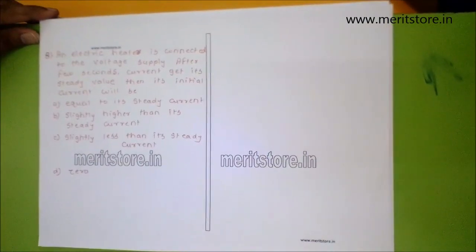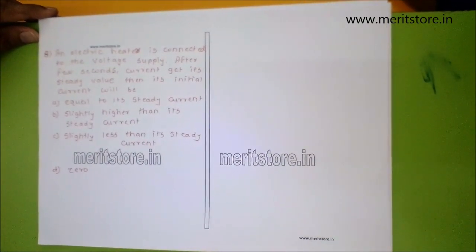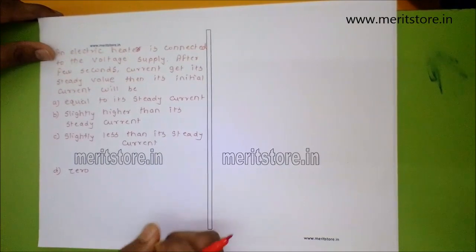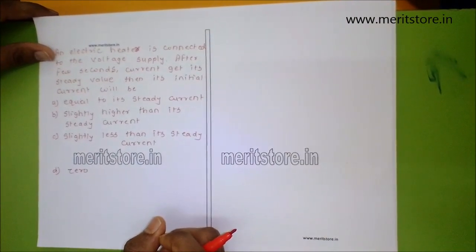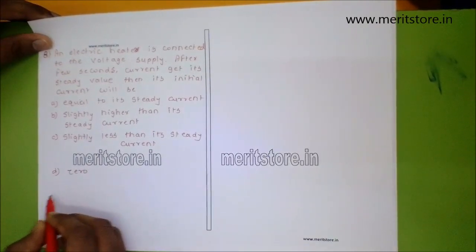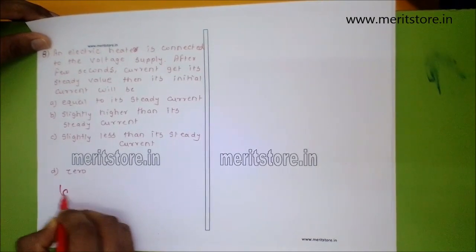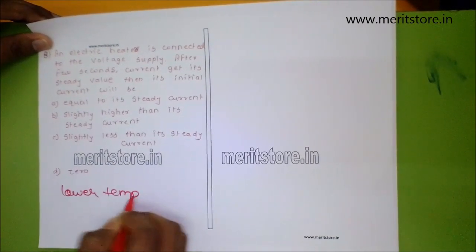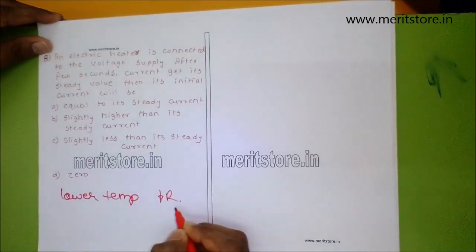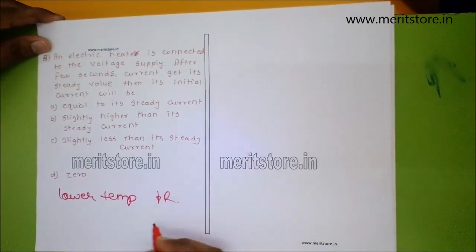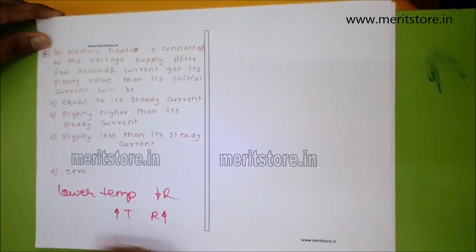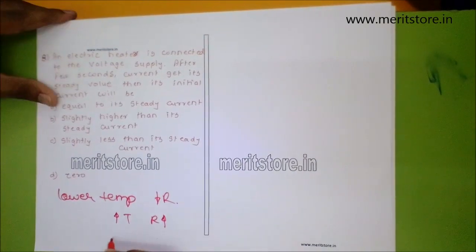An electric heater is connected to the voltage supply. After few seconds, current gets its steady state value. Then its initial current will be, there are 4 options: equal to its steady current, slightly higher than its steady current, slightly less than its steady current, and 0. Here what we need to know is that initially the heater is at a lower temperature, and hence the current flowing through it has less resistance. As and when the heater starts heating up, since there is an increase in temperature, resistance also starts increasing, and at a steady state the current becomes constant.